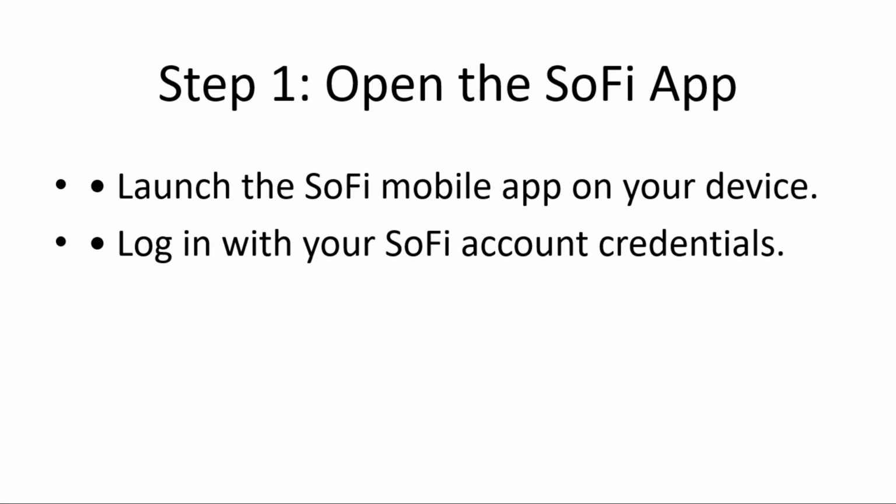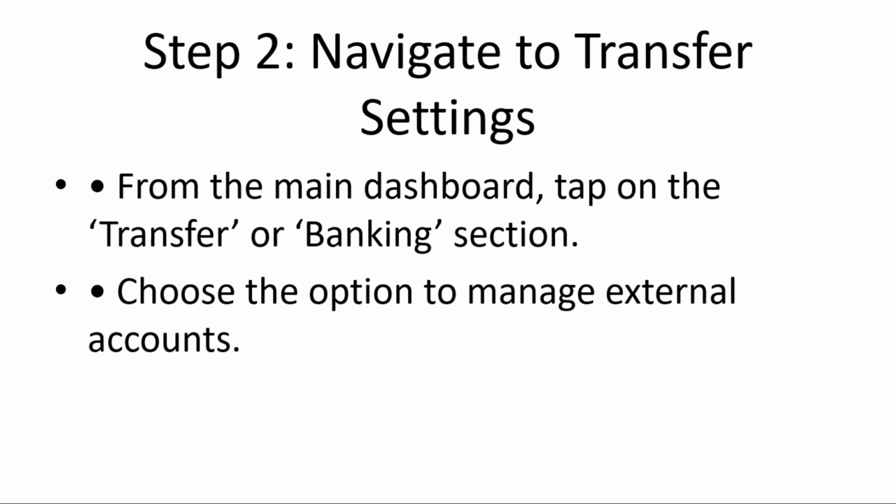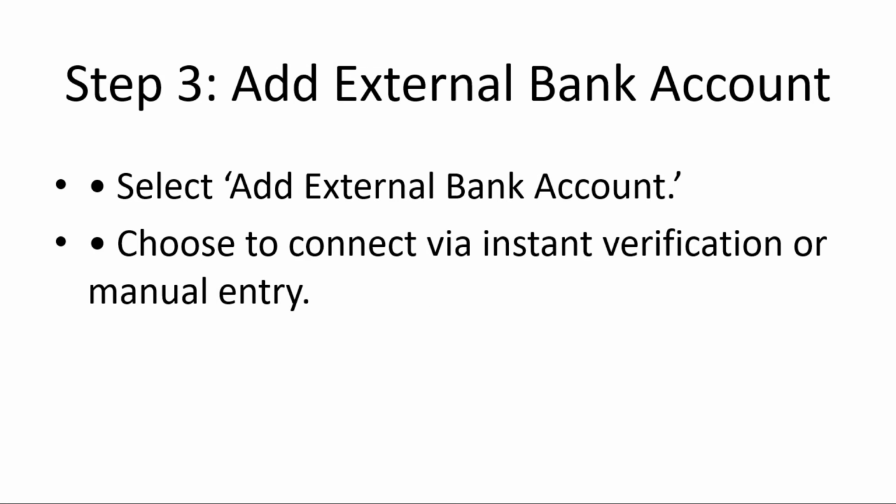First, open the SoFi mobile app on your device. Log in with your registered SoFi credentials to access your account dashboard. From your dashboard, tap on the Transfer or Banking section. Here, you'll find options for managing accounts and linking new ones. Select the option labeled Add External Bank Account.